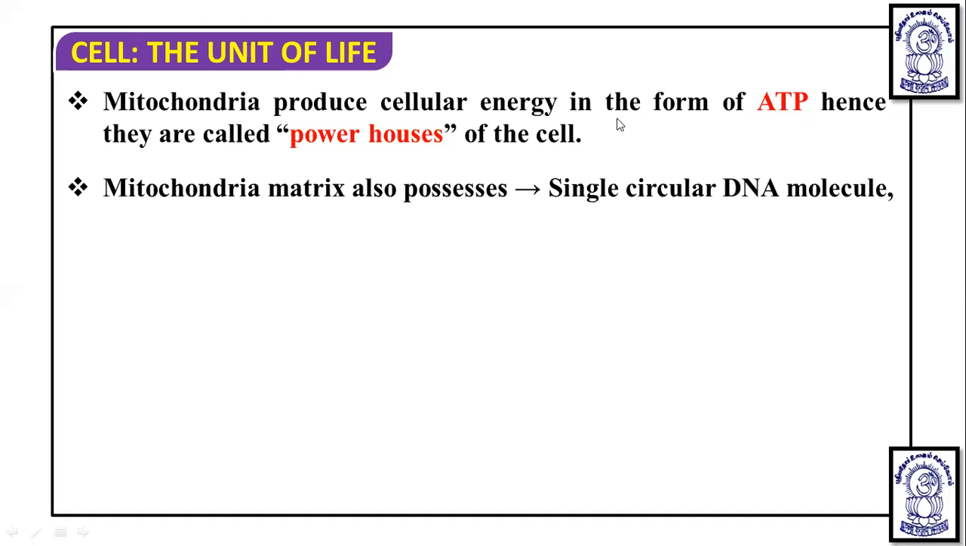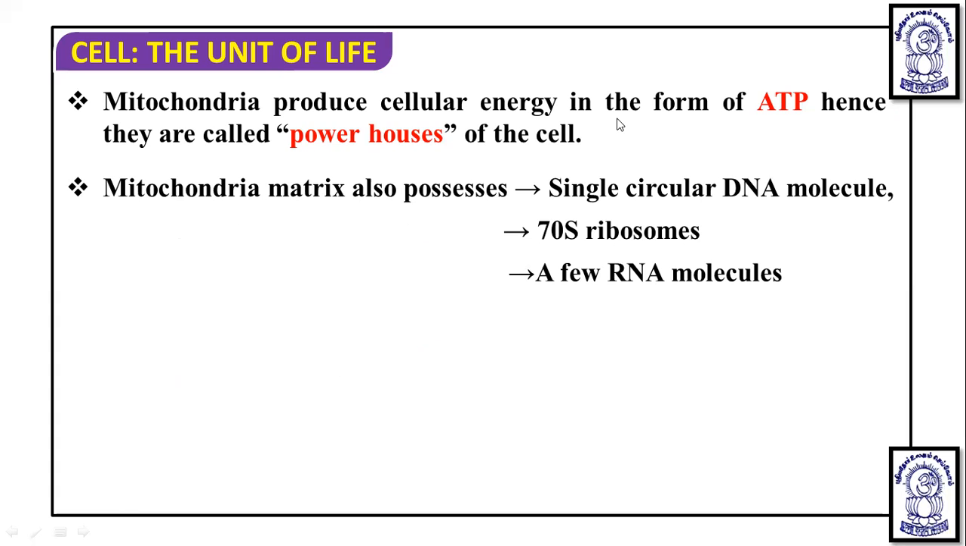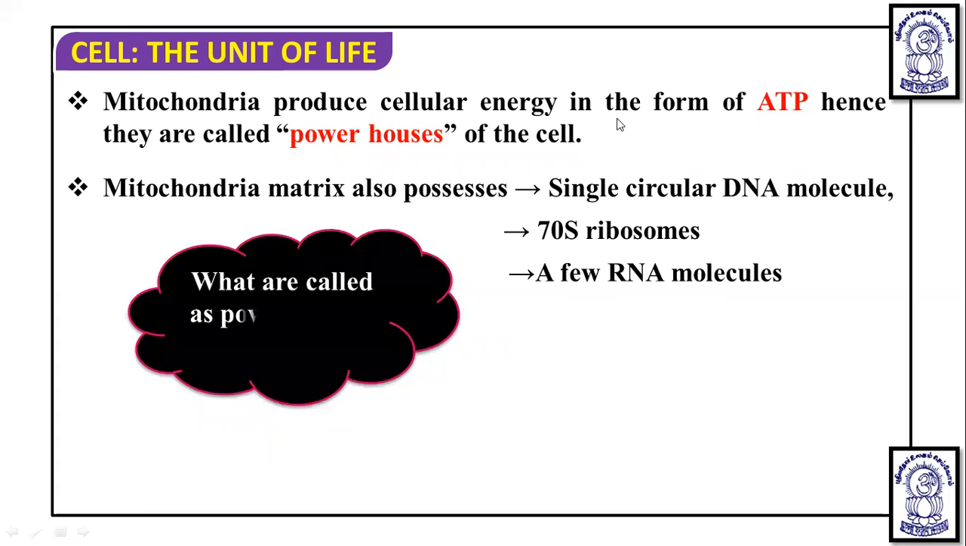The inner compartment is the mitochondrial matrix, and the outer compartment is the perimitochondrial space. The matrix also possesses a single, double-stranded circular DNA molecule, 70S ribosomes, and a few RNA molecules. Mitochondria divide by fission. If they want to increase in number, they divide by fission, and the number increases within the cell.